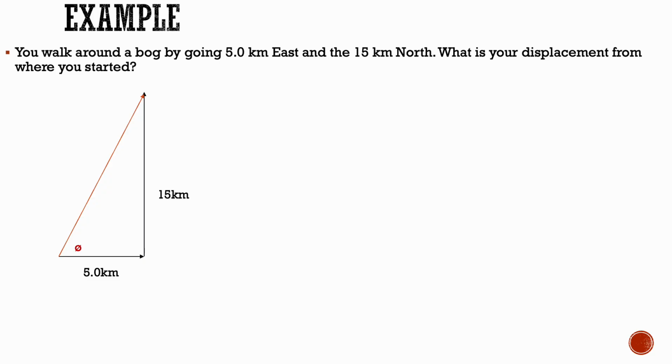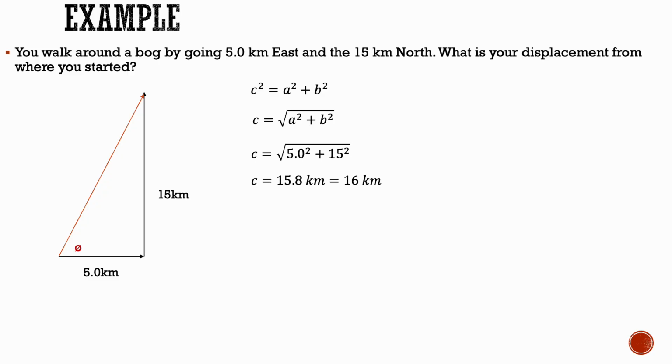So our resultant would be our displacement, its magnitude, and our angle would be our direction. Because we're dealing with just east and north here, we know those are 90 degrees to each other, so we can just use basic Pythagoras. So c squared equals a squared plus b squared, where if we take the square root of both sides, we get c equals the square root of a squared plus b squared. Substitute our values in. We get 15.8 kilometers, but going to appropriate sig figs, we end up with 16 kilometers.